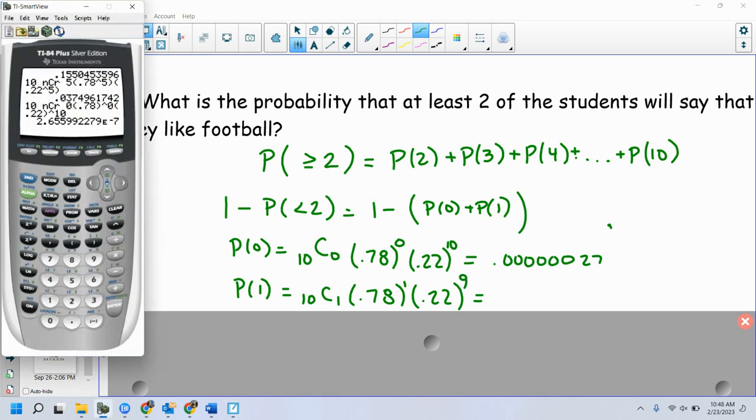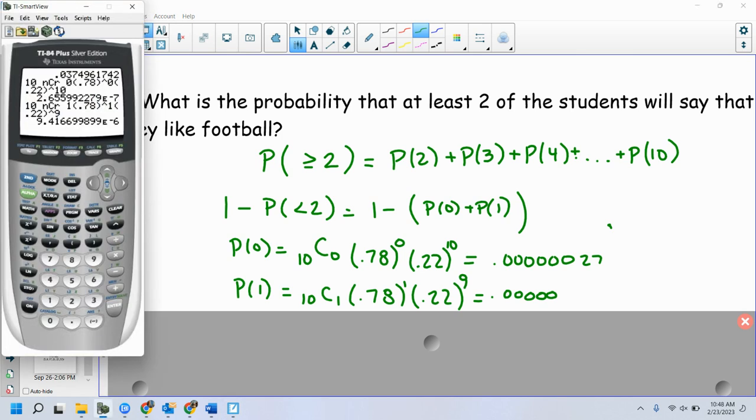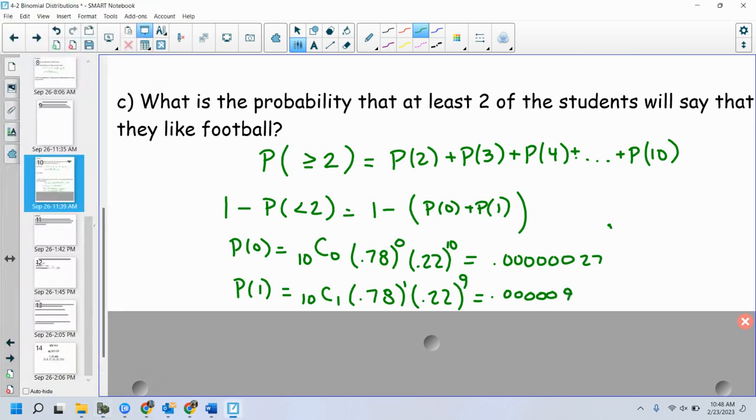And then I say, okay, probability of 1. I'm going to do that exact same calculation, but instead of 10C0, I'm going to do 10C1. Instead of 0.78 to the 0, I'm going to do 0.78 to the first. And instead of 0.22 to the 10th, I'm going to do 0.22 to the 9th. Okay, another really small number. 5 zeros in it. 1, 2, 3, 4, 5. 9, 4.